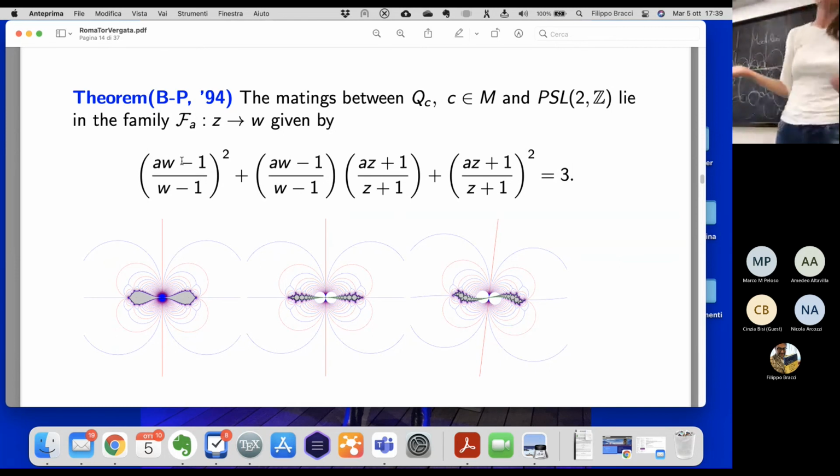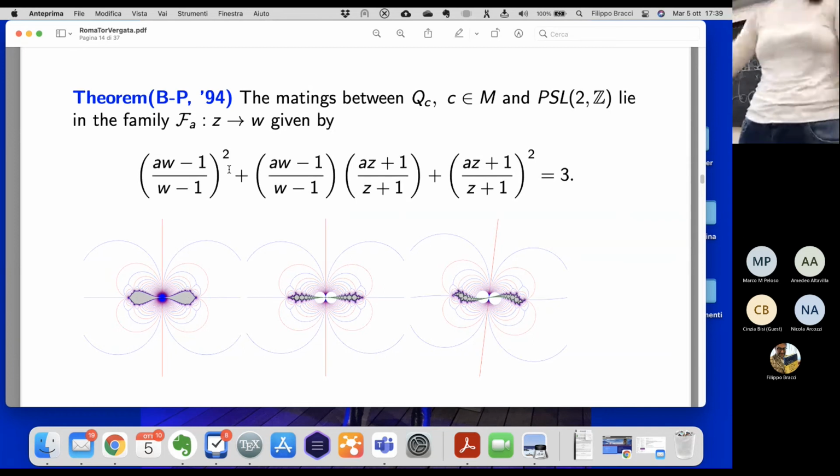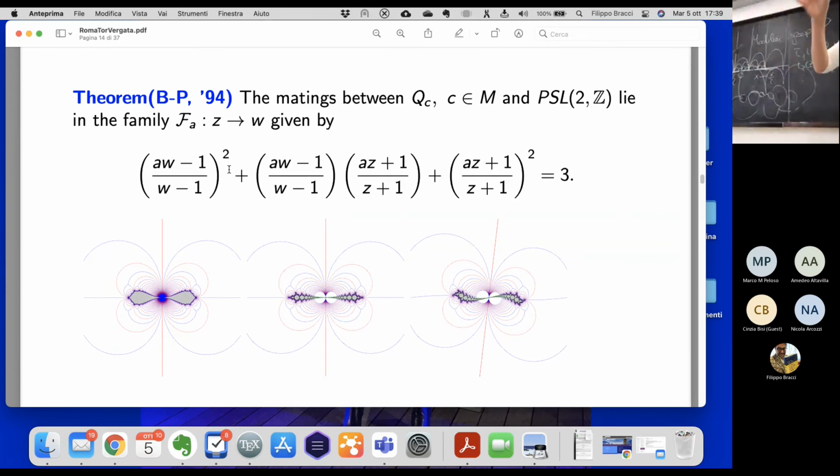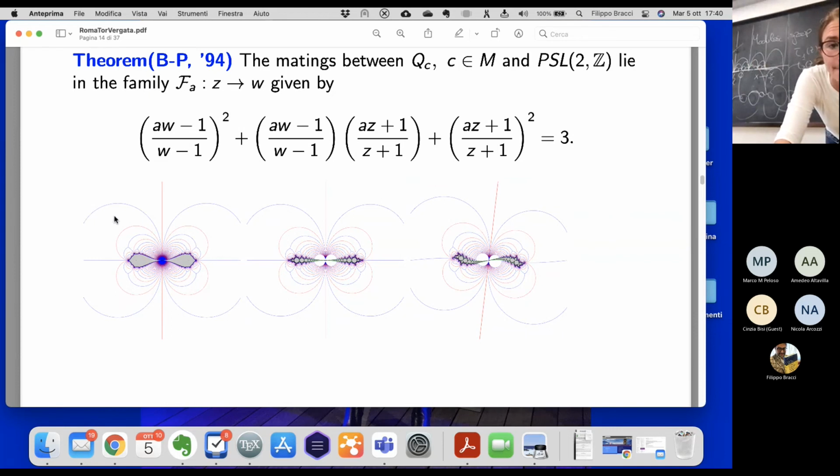And this is a theorem from '94, that the matings between quadratic polynomials and the modular group lie in the family of quadratic correspondences given by this expression. I could explain how they got there, but it will take me a while. The short answer is that you look at how the modular group acts, and it satisfies some relations. And if you want it to be conformally conjugated, it's better that you keep satisfying these relations, and you make some computations, and you end up with this form. If somebody's interested, I can explain it at the end of the talk, but I won't explain it here because it's a bit technical. Okay, and here below, I drew the limit set of some members of these families.